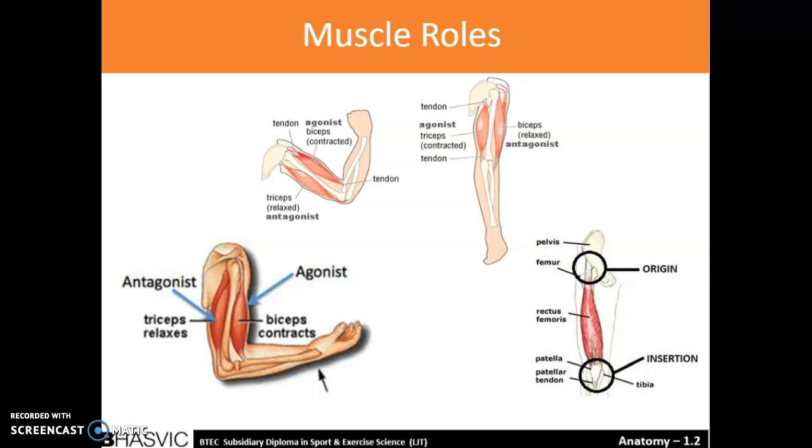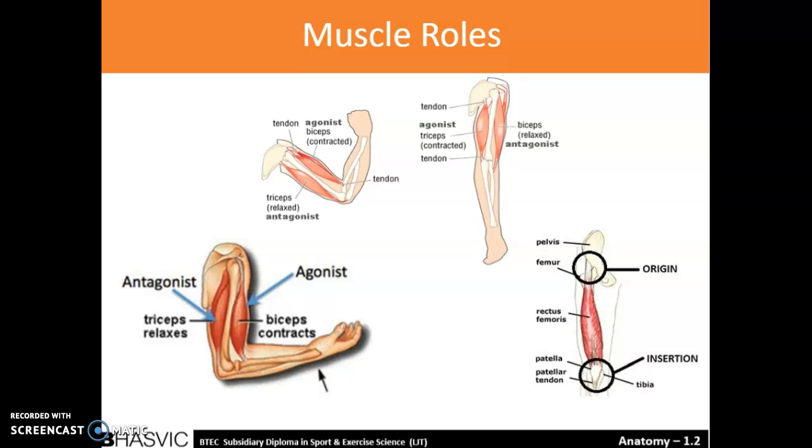There are over 600 muscles making up the human body, and most of these work in antagonistic pairs. As the biceps contract, the triceps, which is the antagonist, will relax, and that will cause movement around the biceps. And a sporting example of this is the backhand in tennis.